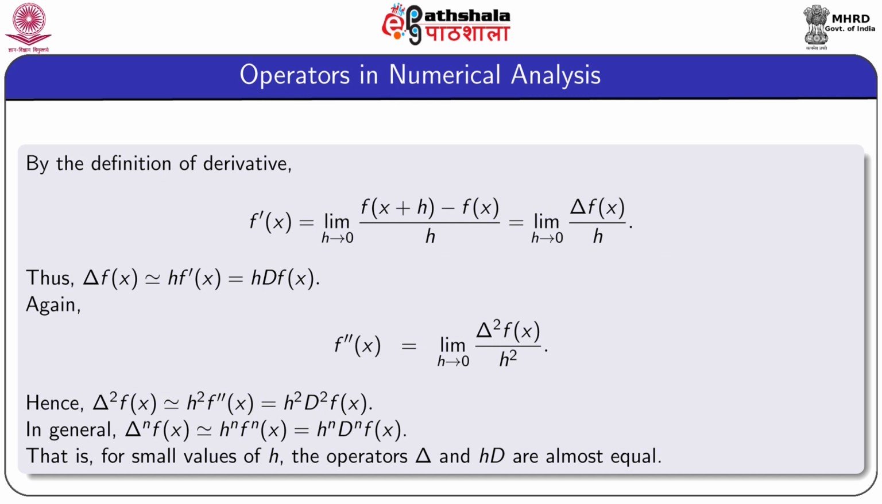That means, if we assume that h is very small, that means tends to 0, then delta f x is approximately equal to h into f dash x equal to h D f x.